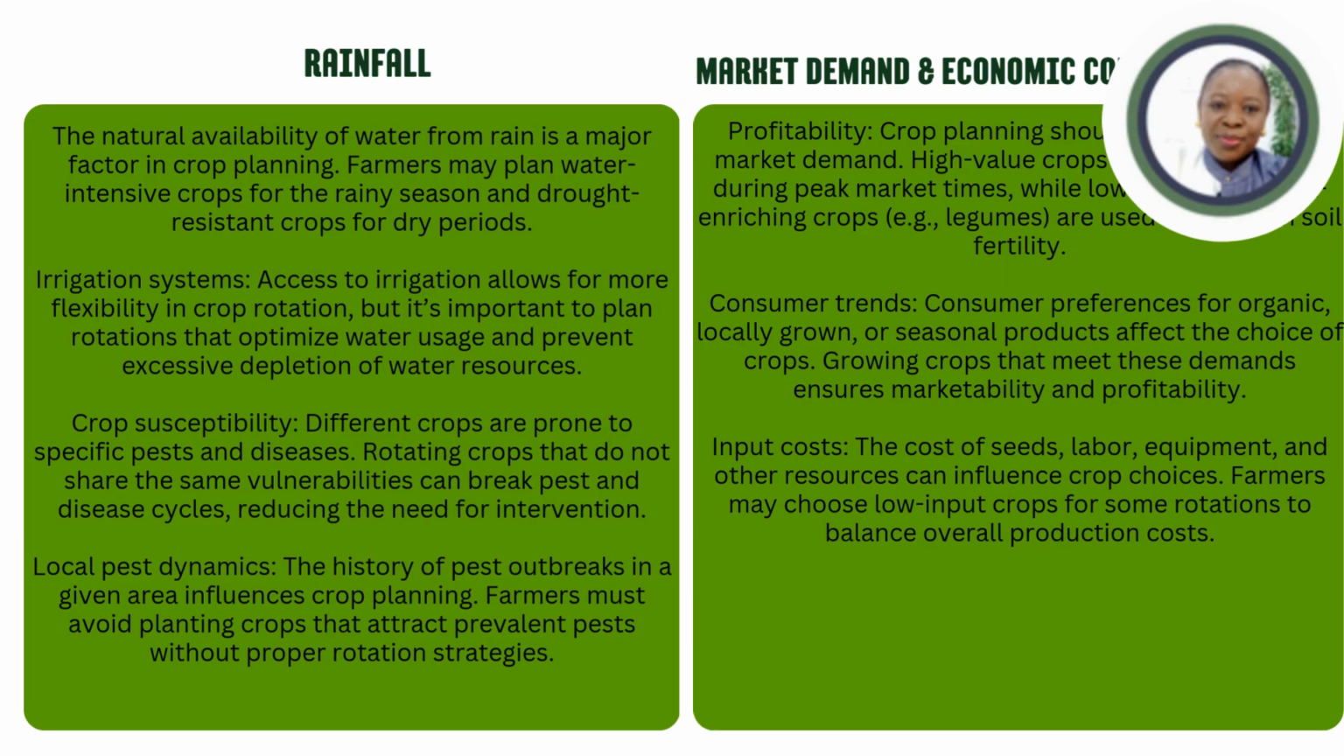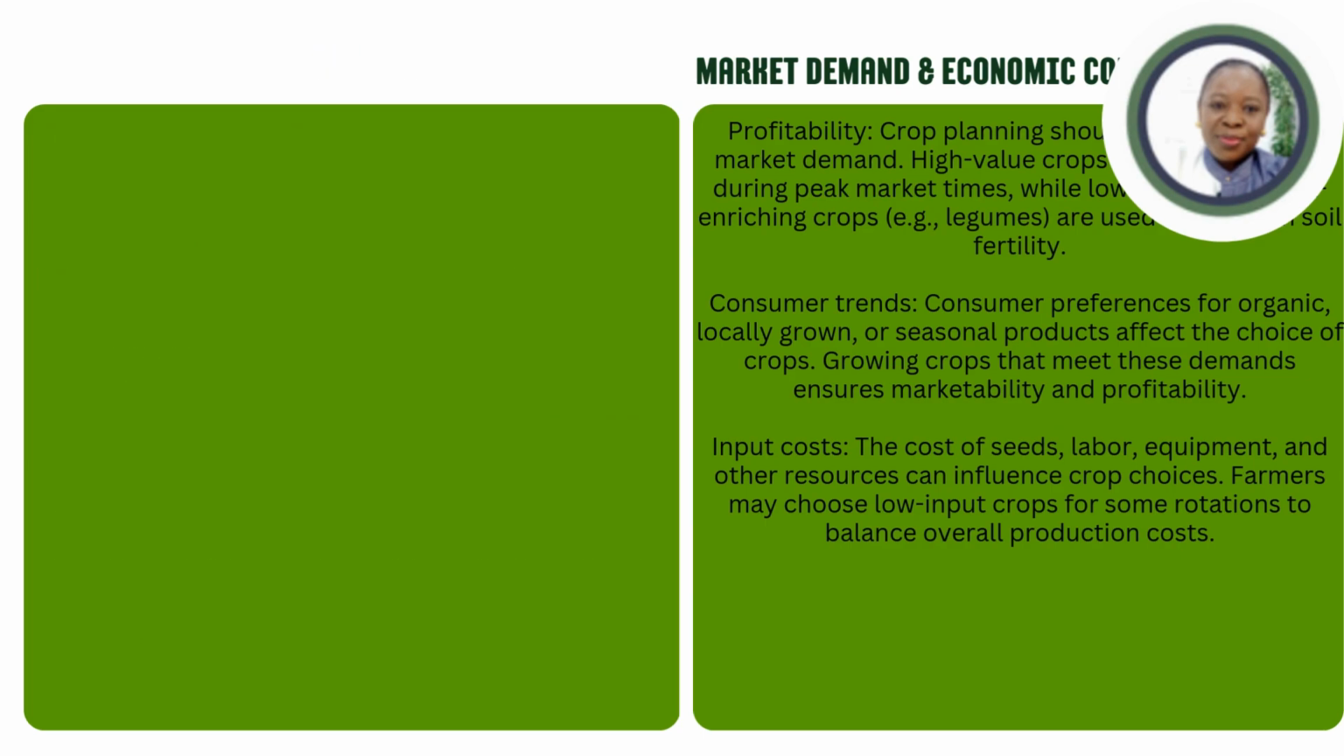Input cost. The cost of seeds, labor, equipment and other resources can influence crop choices. Farmers may choose low input crops for some rotations to balance overall production costs.